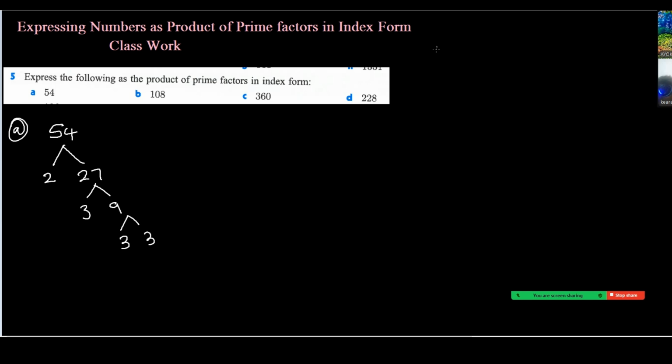And what's a prime number again? Prime numbers are numbers that have no other factor apart from 1 and the number itself. Prime numbers have only two factors, and the factors are 1 and the number itself. Is that clear? For example, is 1 a prime number?